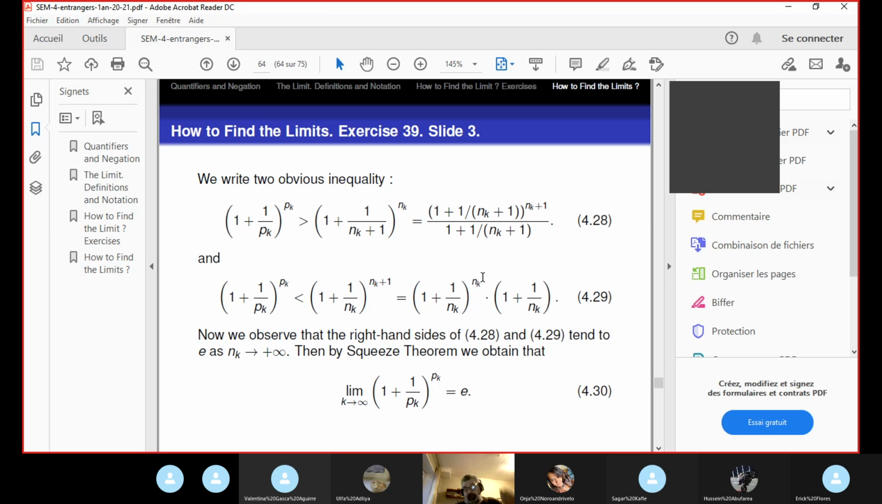And then, you see, I rewrite my value as a product: 1 plus 1 over n sub k to the power n sub k, multiplied exactly by 1 plus 1 over n sub k. Clear?